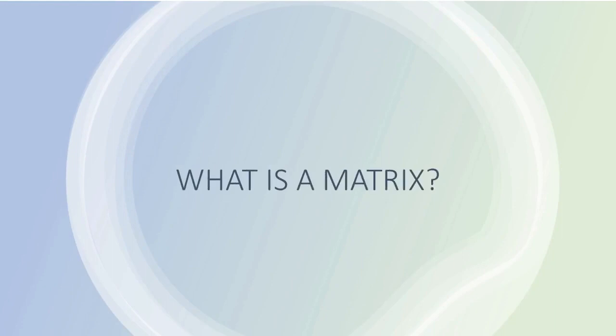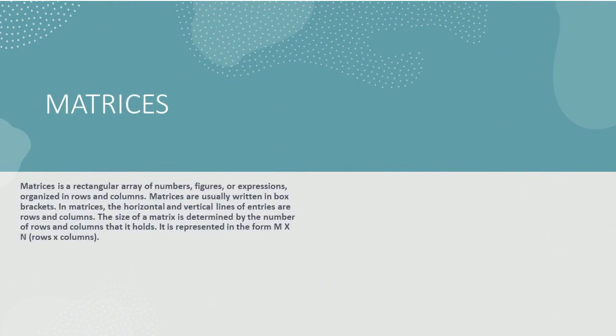Now, let us tell each other what a matrix is. A matrix is a rectangular array of numbers, figures or expressions organized in rows and columns. So it is basically an arrangement in rows and columns, usually of figures, expressions, or numbers. The size of a matrix, like we said, is determined by the number of rows and columns present. For instance, if a matrix is given as m by n, it means it has m rows and n columns.